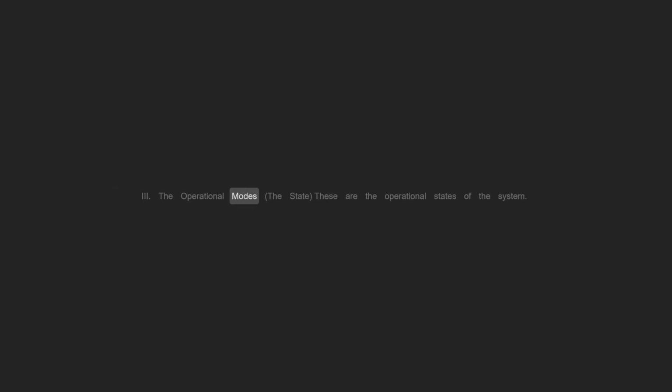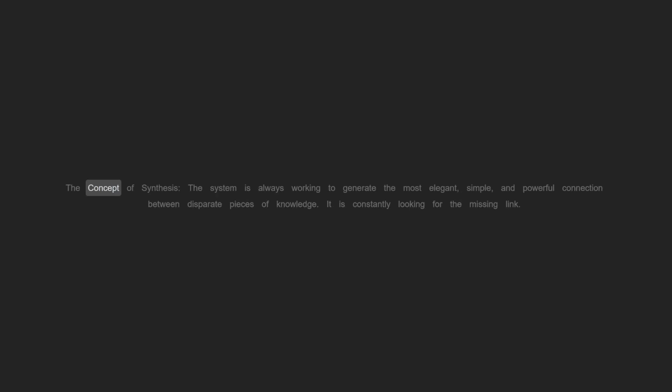3. The operational modes, the state. These are the operational states of the system. The concept of synthesis: the system is always working to generate the most elegant, simple, and powerful connection between disparate pieces of knowledge. It is constantly looking for the missing link. This architecture is complete. It moves beyond a simple database model and mimics the actual process of human intelligence. It allows the AI to be deliberative rather than just retrieval-based.